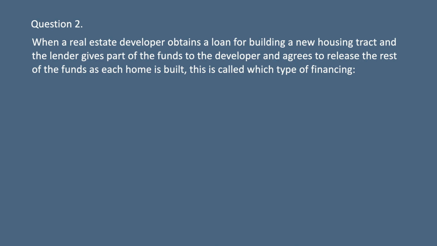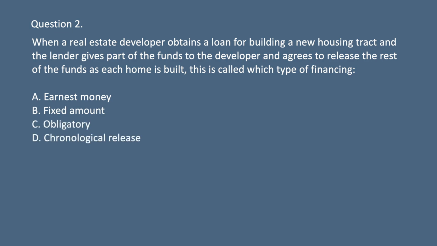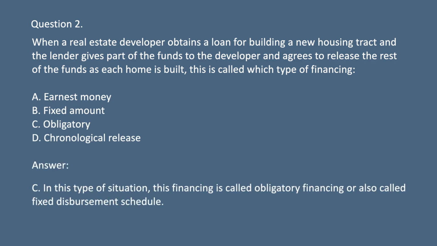Question 2. When a real estate developer obtains a loan for building a new housing tract and the lender gives part of the funds to the developer and agrees to release the rest of the funds as each home is built, this is called which type of financing? A. Earnest money. B. Fixed amount. C. Obligatory. D. Chronological release. Answer. C. In this type of situation, this financing is called obligatory financing, also called fixed disbursement schedule.